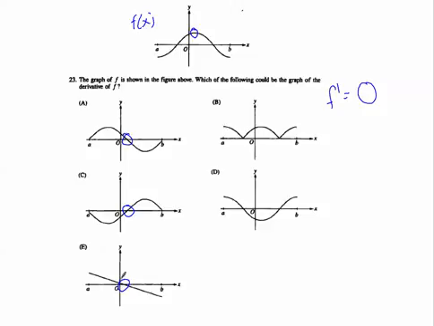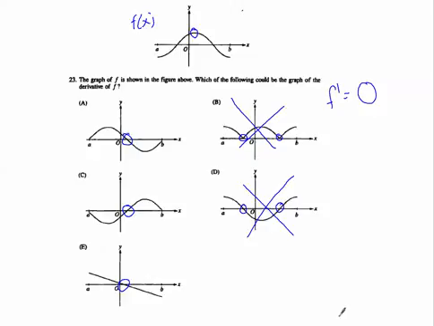But when we come over to option letter B, we have that the derivative equals 0 here and here, and that does not match with our graph of f. Same thing with letter D. We have f prime equals 0 here and here, and that does not match the graph of f either.